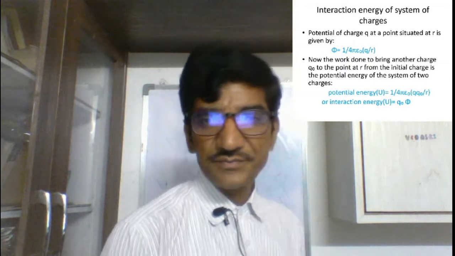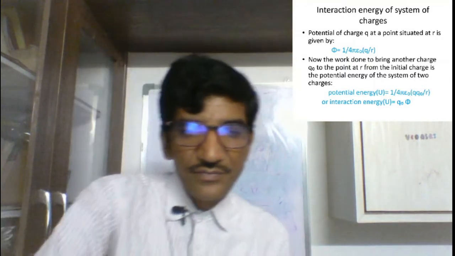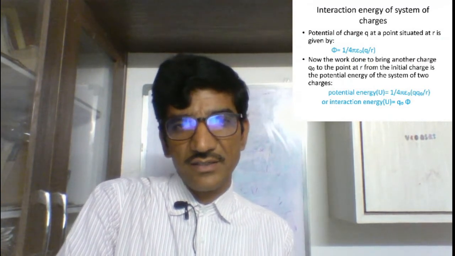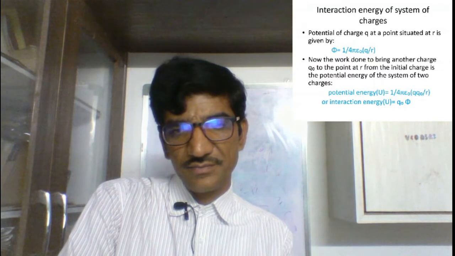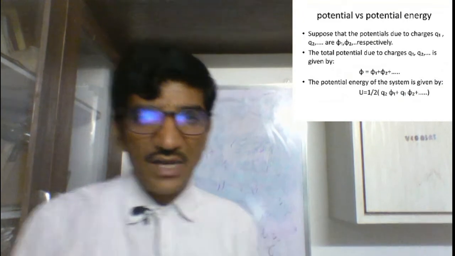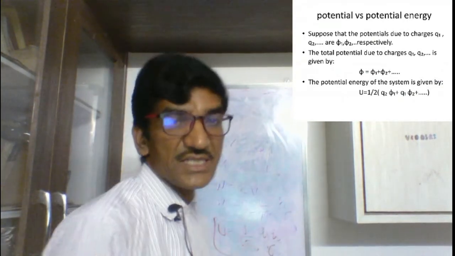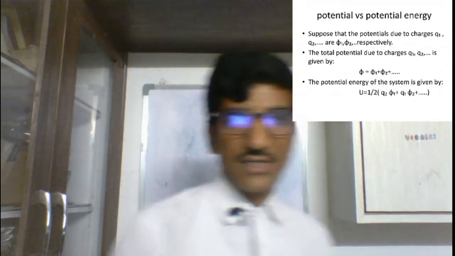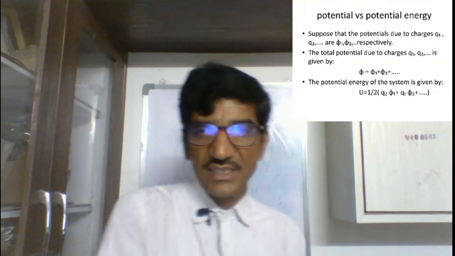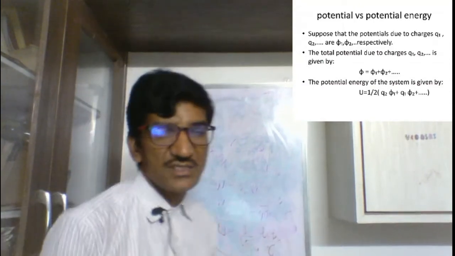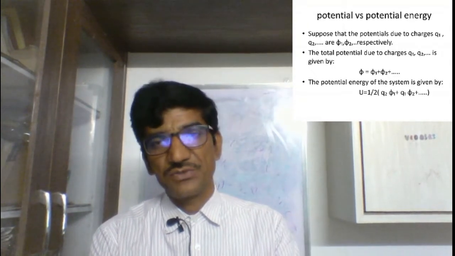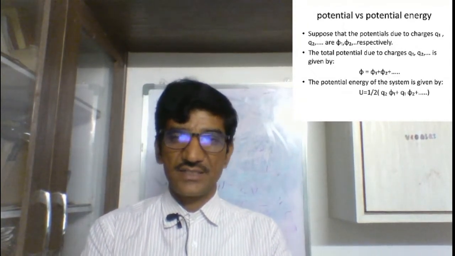So here you may write the general expression for the interaction energy as well. I already told you the difference between potential and potential energy. So by using the superposition principle, the total potential is equal to the sum of the potentials phi 1 plus phi 2 plus and so on. You can see that on the slide.